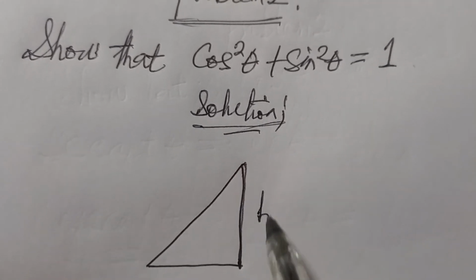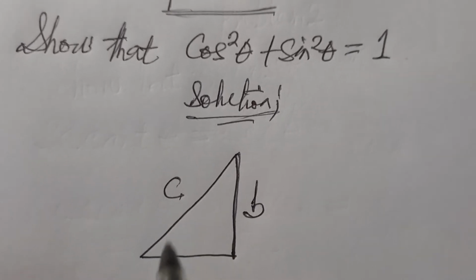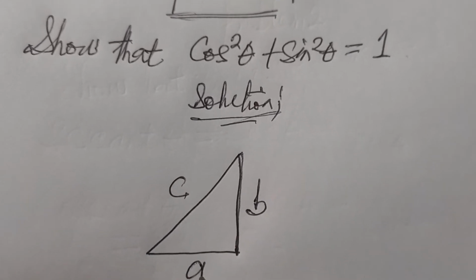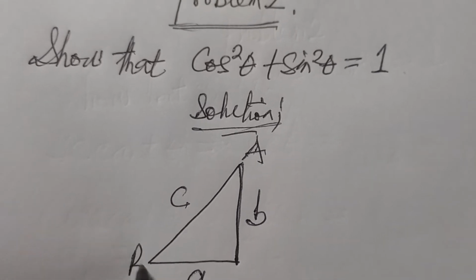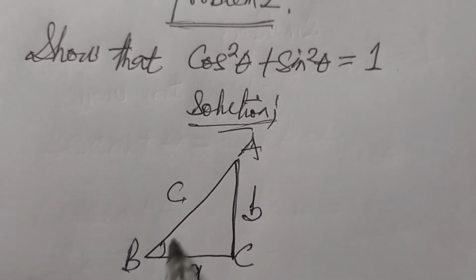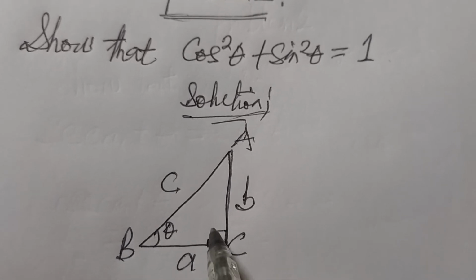And here we indicate the points to be A, B, and C. If here is our capital letter A, here is B, here is C, we have here to be theta, and here is angle 90 degrees.